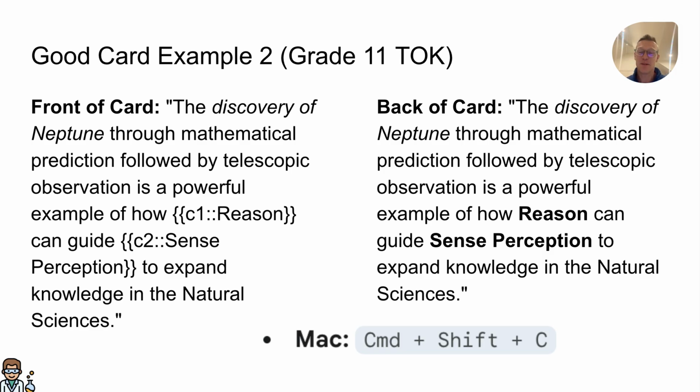Second example, we've got the discovery of Neptune through mathematical prediction, followed by telescopic observation, is a powerful example of {{reason}} and guide sense perception to expand knowledge in the natural sciences. So we've got the first concept, we've got the second concept coming through. There we're using, again, Command-Shift-C to make these cloze activities.